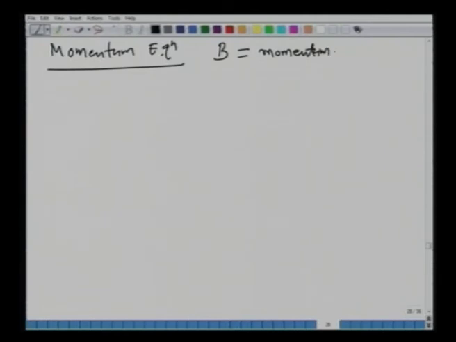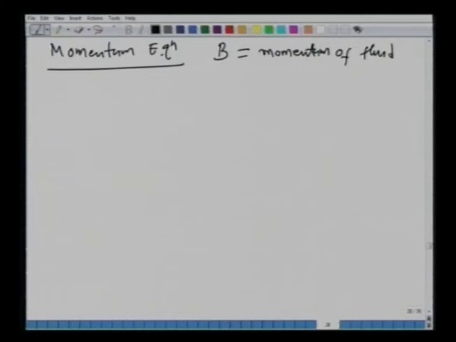Okay. So, now what we will do is we will move on to the momentum equation or derivation of momentum equation from our knowledge of this Reynolds transport theorem. Okay. So, when we are writing the momentum equation, what is the extensive property B? Obviously, it has to be the momentum or the fluid momentum of fluid.